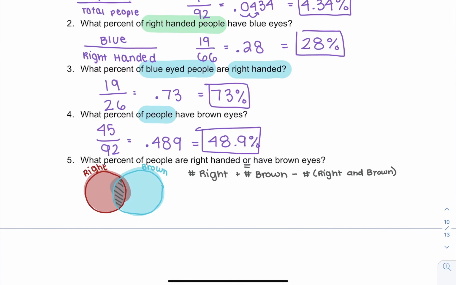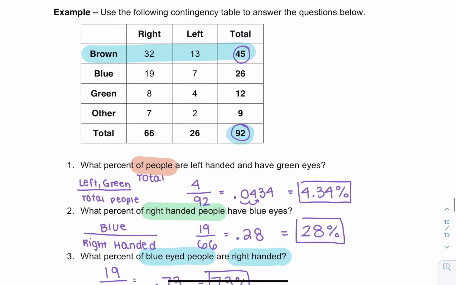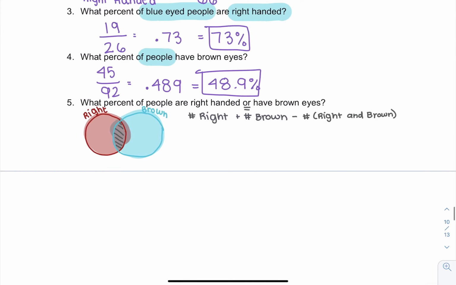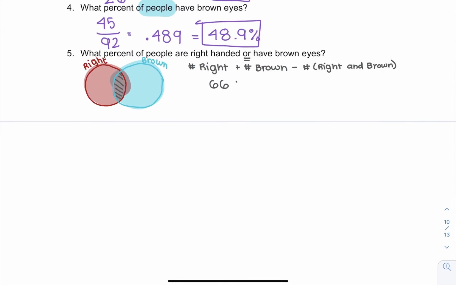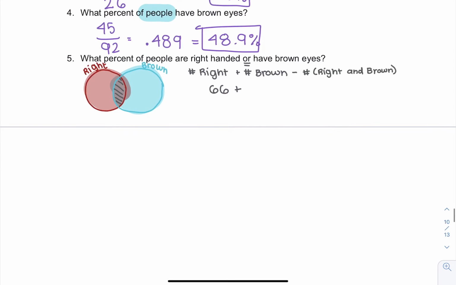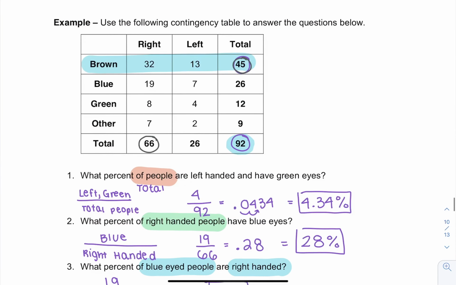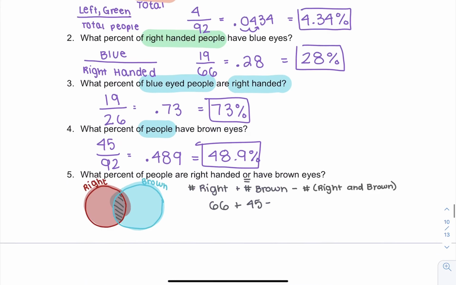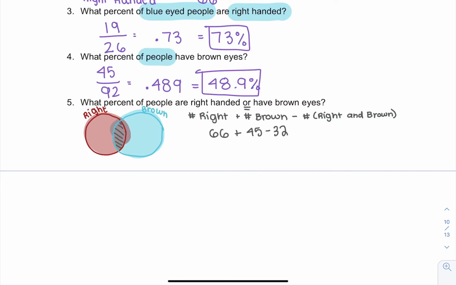So what I'm going to do is the number of right-handed people, the total is 66. The number of brown-eyed people, the total is 45. And I'm going to subtract off that one group that's right and brown. So here's right and brown, they intersect, that's 32. So I'm going to subtract off 32, and divide it by the total number of people, so that's 92. I end up with 79 divided by 92, which will turn into 85.8%.